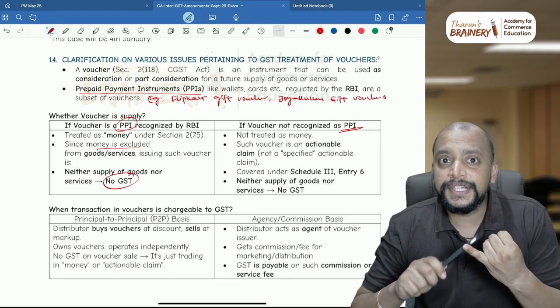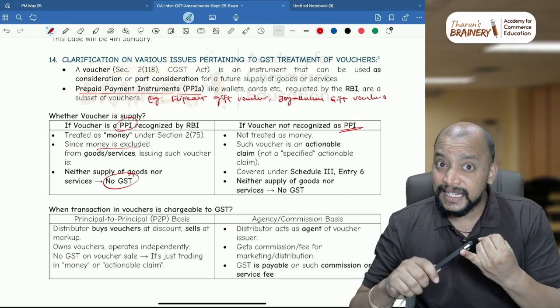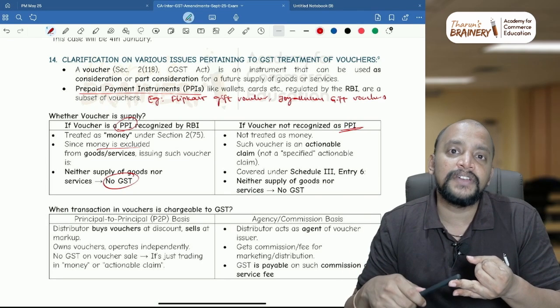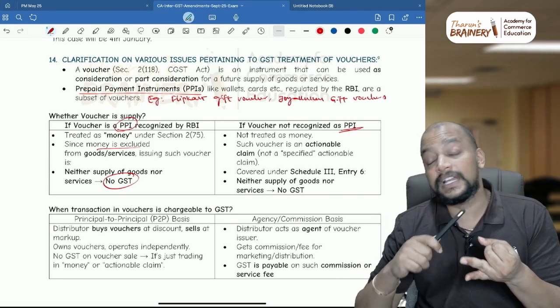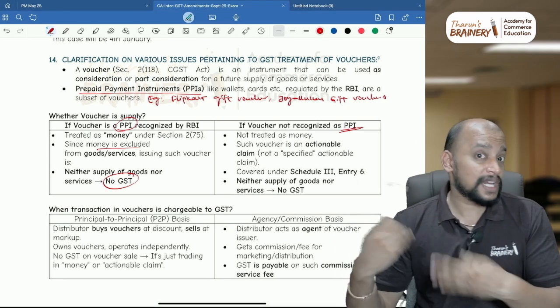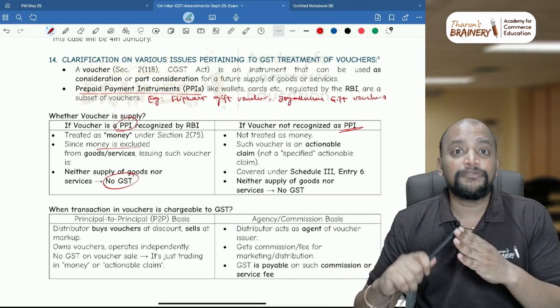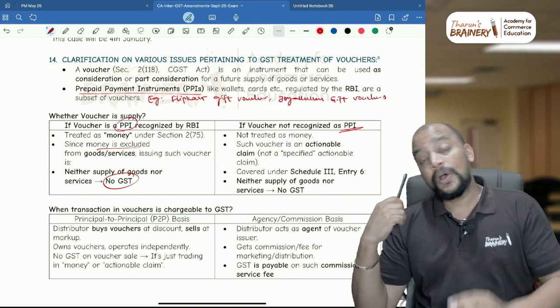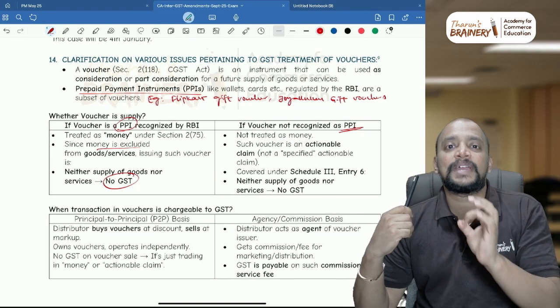Do you have the right to receive the benefit? Yes. Is it legally enforceable? Yes. Tomorrow if they say no, we will not give any discount, they can't, it is legally enforceable. Number 3, it can be transferred. Yes, the voucher can be transferred to any person. Number 4, the holder of that voucher is entitled to receive the benefit. Correct. All the 4 conditions for an actionable claim are satisfied.